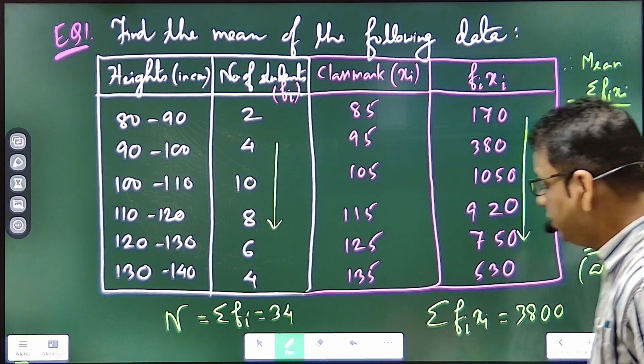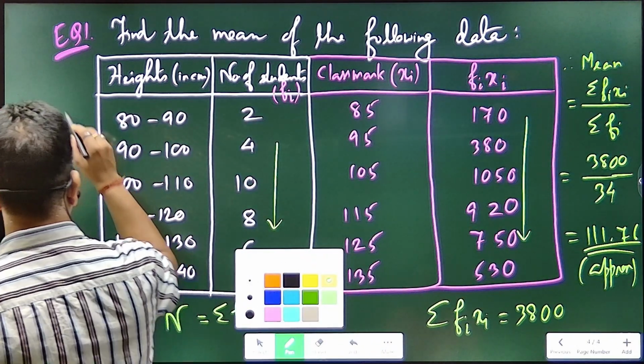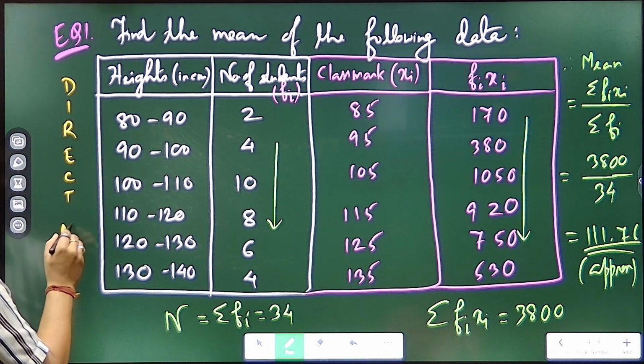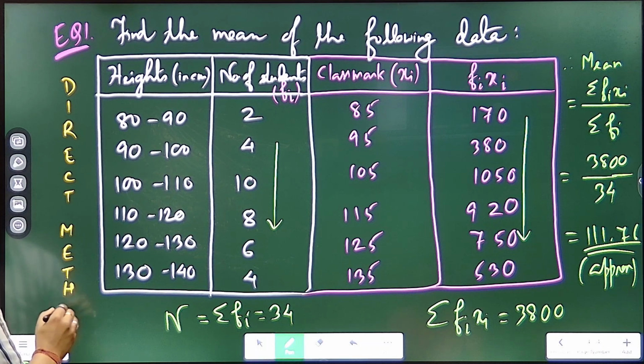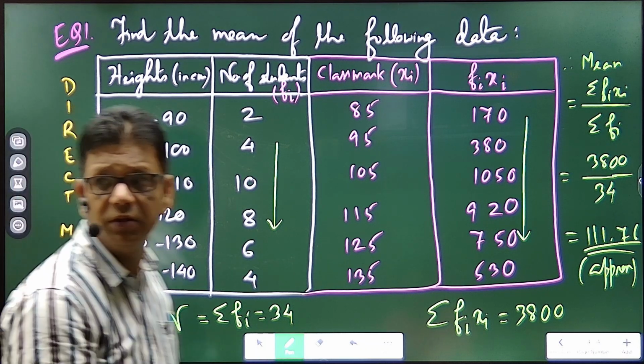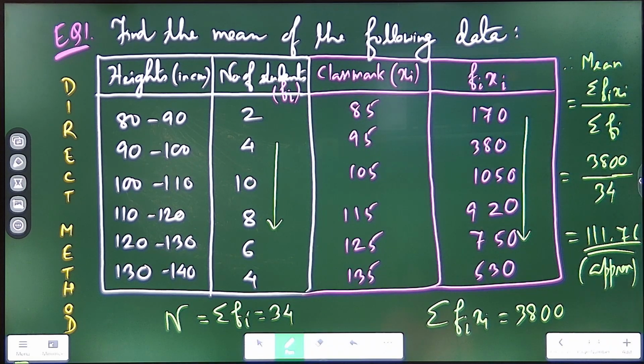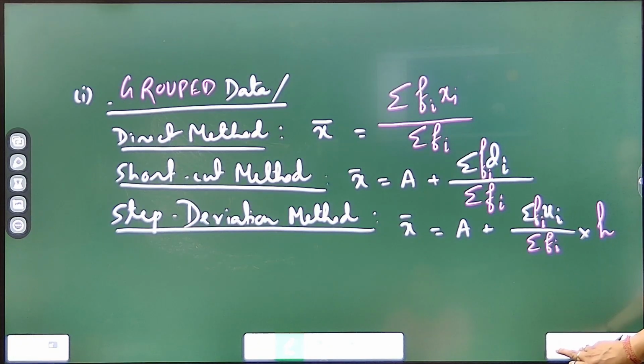Sorry, I can write here. Which method have you used here? Direct method. So you have used the direct method. You can write it somewhere, so that you understand that we have just now used the direct one. Direct method is used to get the mean of this data. Now let me go to the previous slide to show you the formulas. So we have just completed this direct method.